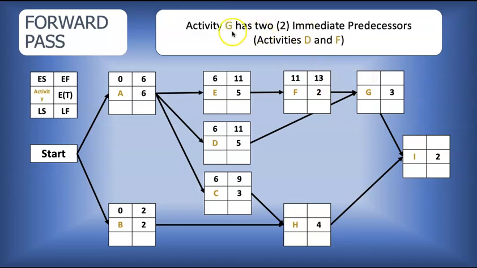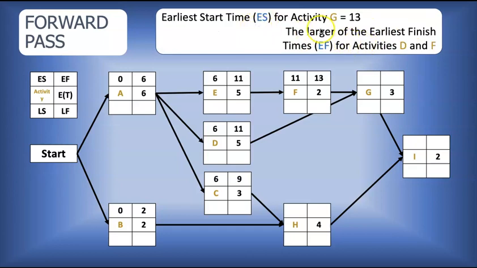So here we go. Activity G, two immediate predecessors, D and F. Now, the larger is the one that we use, because it can't start until the second activity is completed. Activity D is finished at week 11, but F is not finished until week 13. So G can't move, or the baton is not passed until week 13. What's the earliest finish time for G? 13 plus 3, 16.